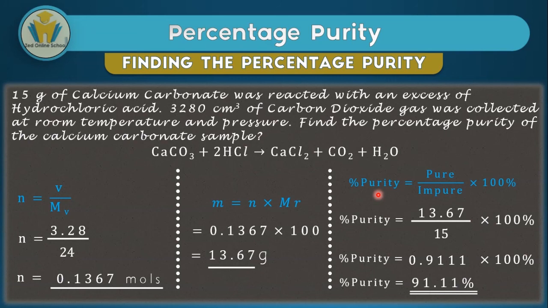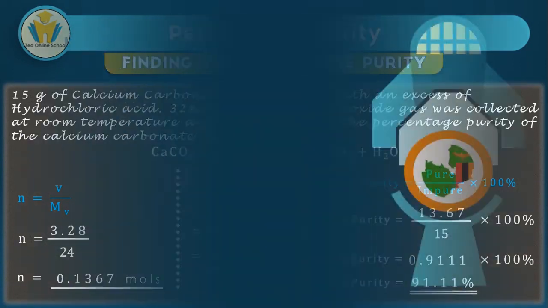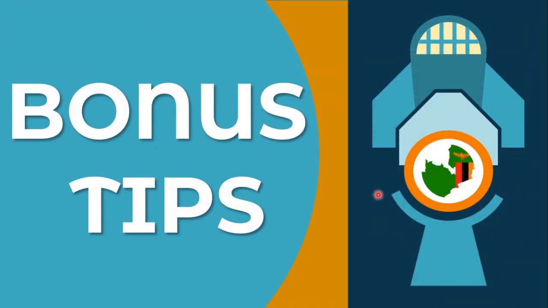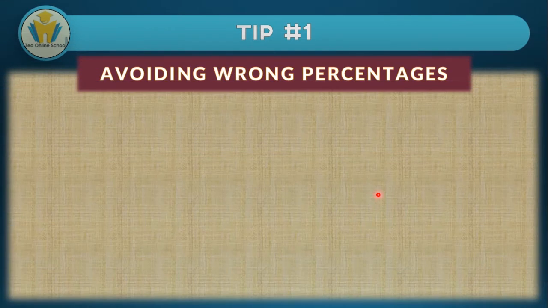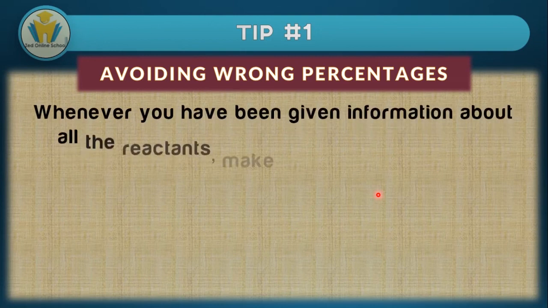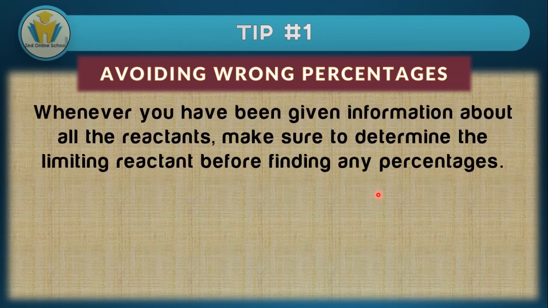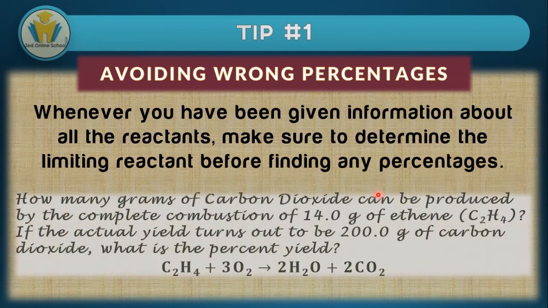This is how you can work out the limiting reagents, percentage yield, and percentage purity. You have finally reached the bonus tip section. In today's video, we've got a tip for you that's worth paying attention to. There's a way in which you can avoid wrong percentages, which is whenever you have been given information about all the reactants, make sure to determine the limiting reactant before you find any percentages. Take a look at this example.